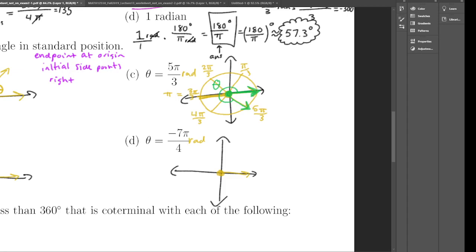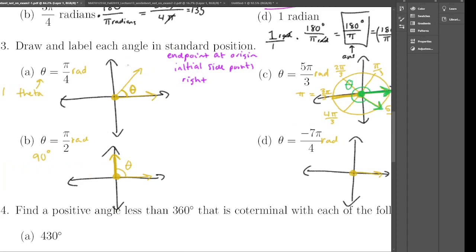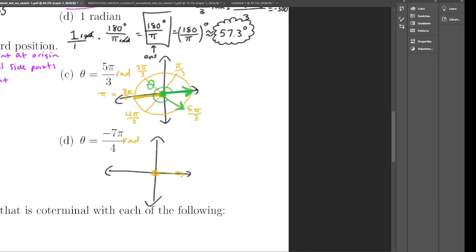Well, luckily, we actually already did pi over 4, right? It was this 45 degree angle here, because when you break pi up into 4 equal parts, you get those 45 degree angles. So negative 7 pi over 4 just means we start at the terminal side and we go counterclockwise, because it's negative, until we've done 7 of those 45 degree angles.